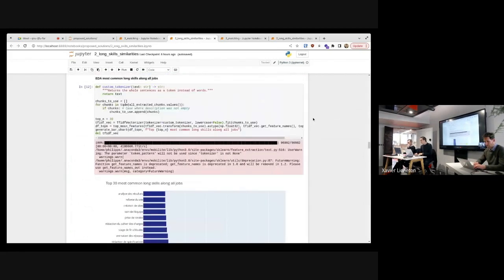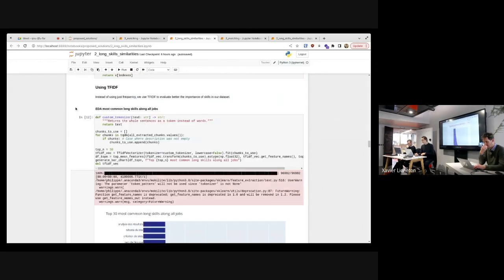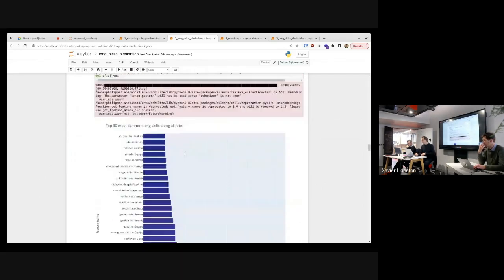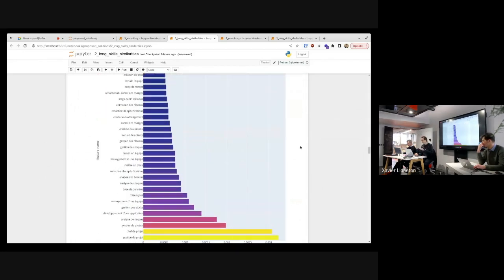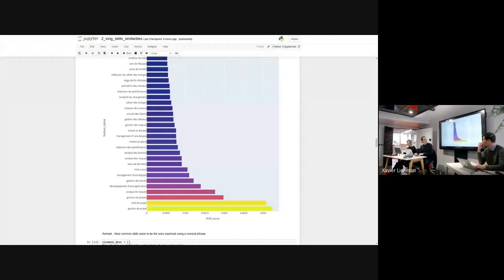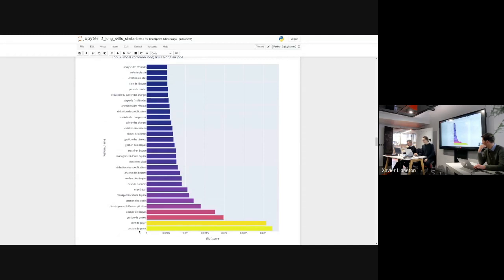Okay, so we are plotting the most common skills in the dataset. We use the TF-IDF to do this, because the TF is the term frequency, so the skill frequency. With that, it gives us what we want from the beginning. The skill that comes up first is gestion de projet, then you have chef de projet, etc. If we look at the skills that come up often, these are some good examples of things you'd want to find in the candidate's profile.